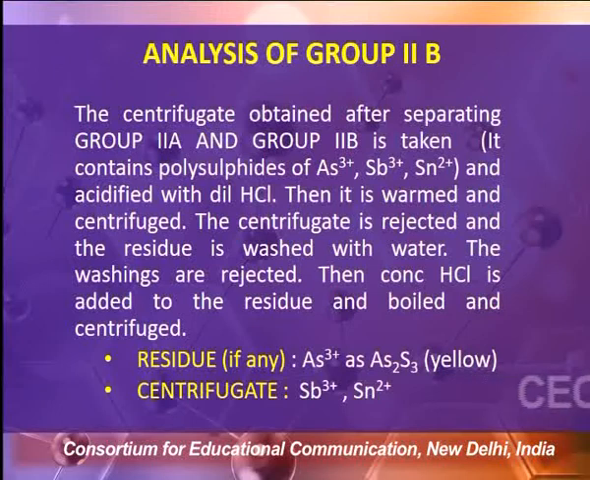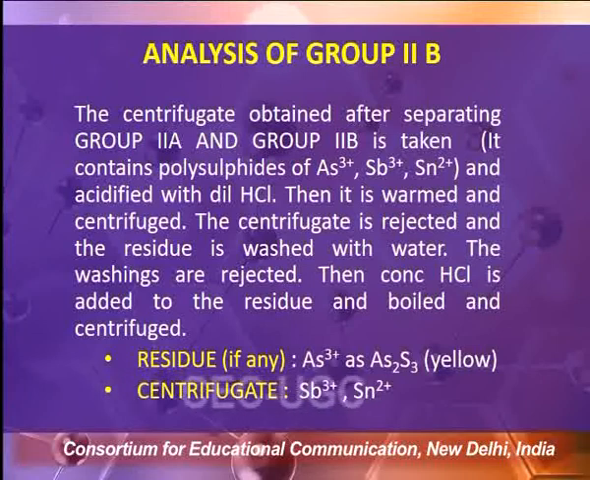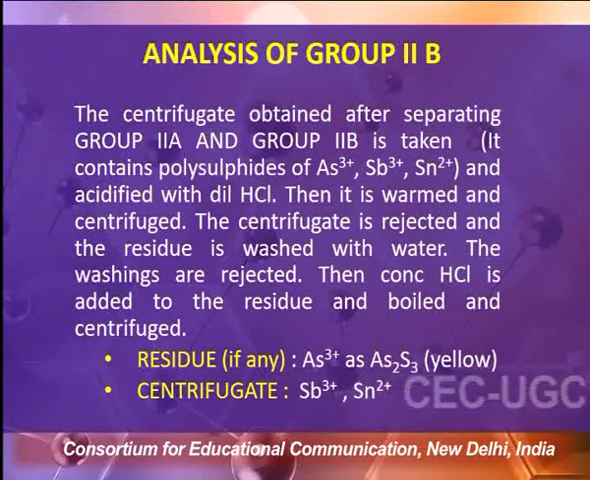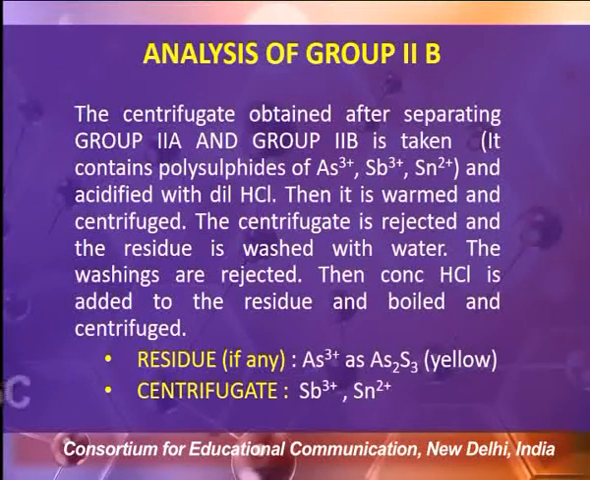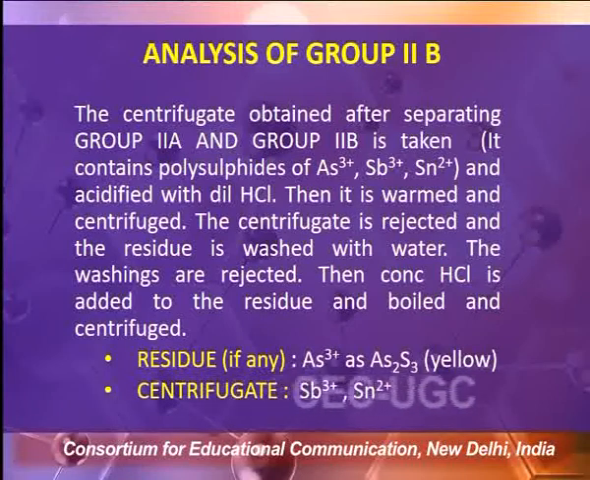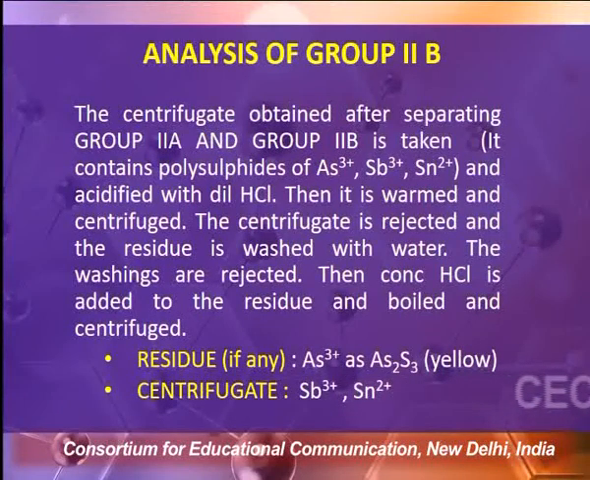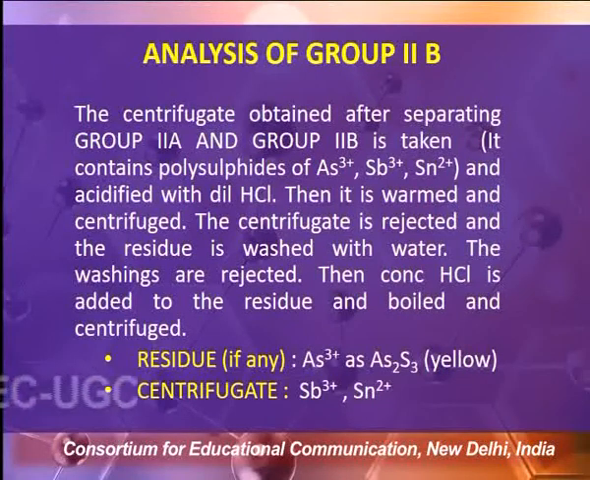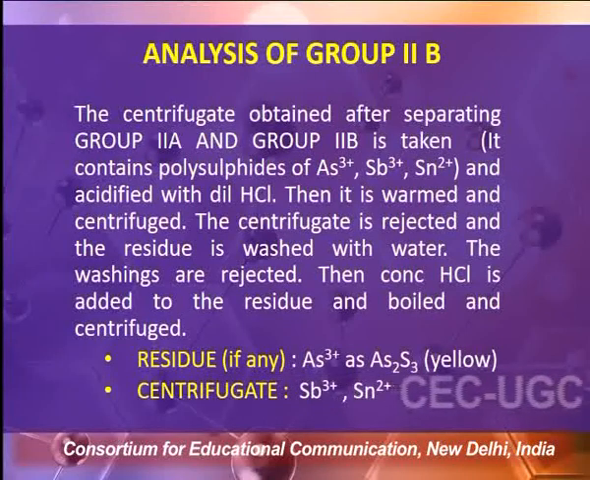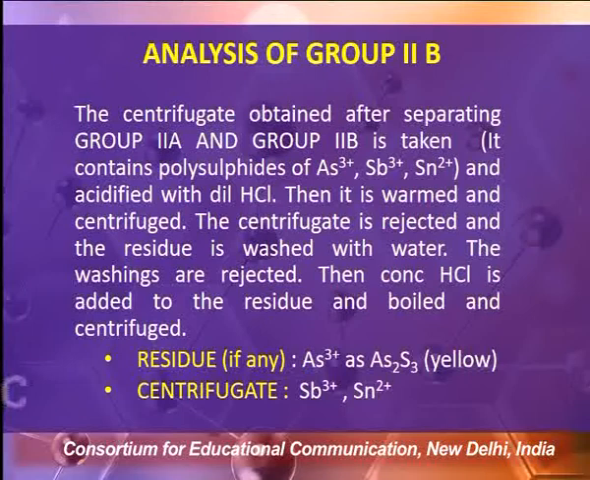So this is the way in which the separation of group 2A and group 2B, which has been already discussed, is done by the addition of ammonium polysulfide or yellow ammonium sulfide, which separates group 2A and group 2B cations. If after the addition of concentrated HCl any kind of residue is obtained, then that residue will be yellow in color, which is due to the presence of arsenic ions as arsenic sulfide. And in the centrifugate, we need to test for antimony and tin as the cations.